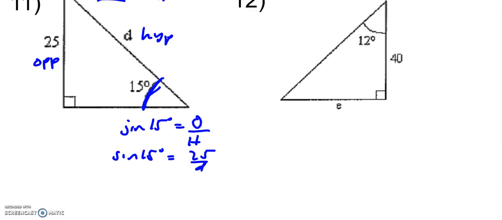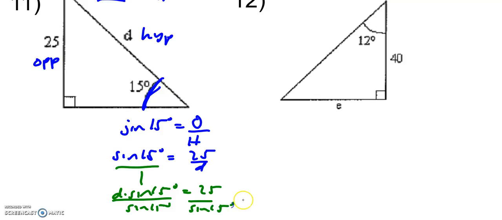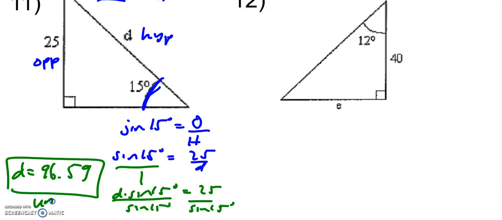Yesterday, if we wanted to cross multiply this, we wrote this over 1. And then we said d times the sine of 15 degrees equals 25. And if we wanted to get d alone, we divided both sides by the sine of 15. And so if you plug in 25 divided by the sine of 15 degrees, my final answer was d equals 96.59, whatever units. So we can just write units for now. Make sure, again, that your calculator is in degrees, otherwise you'll be getting these wrong.